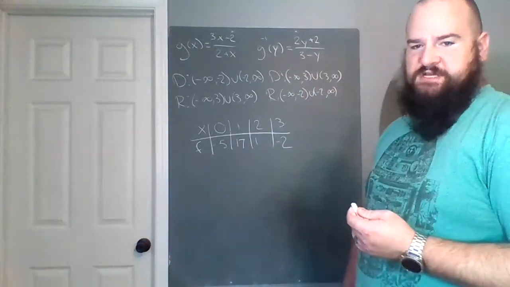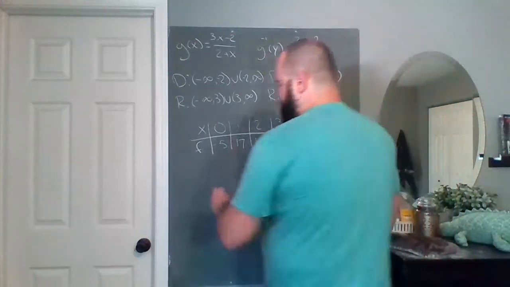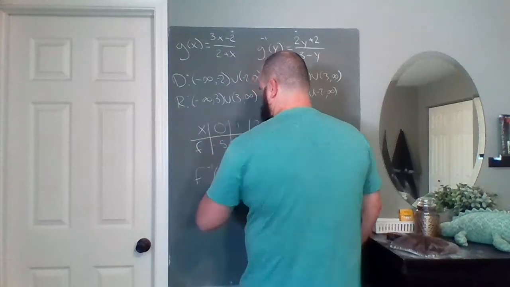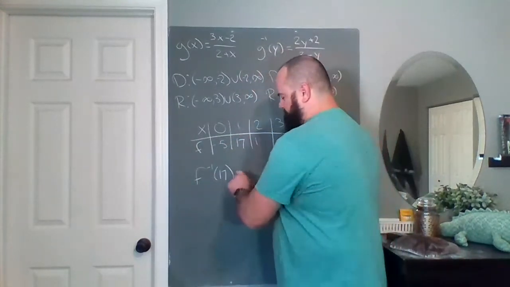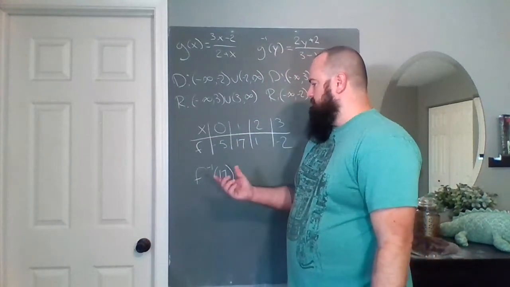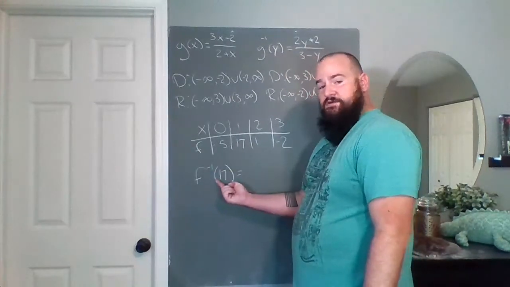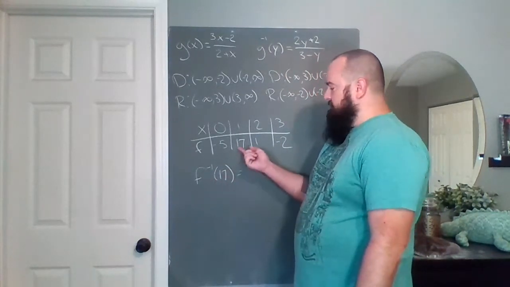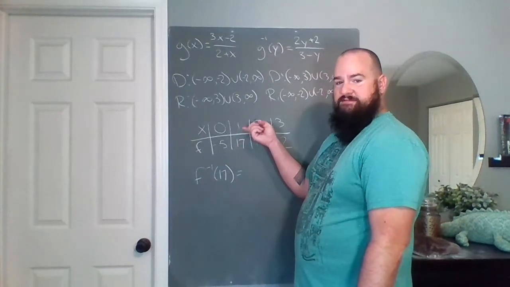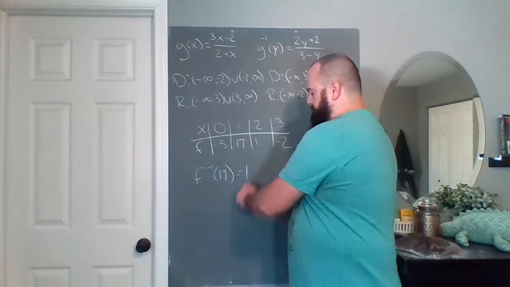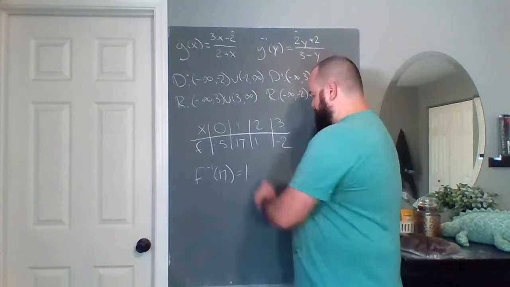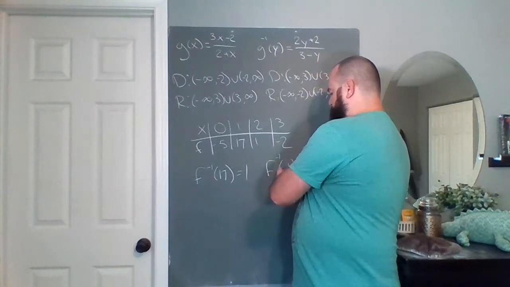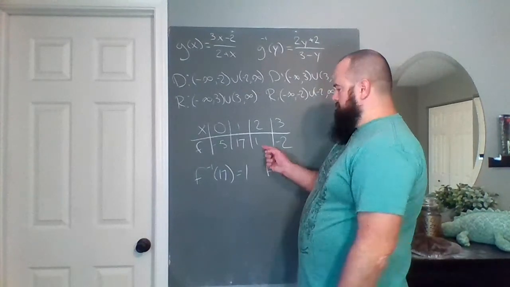Let's say here's our function f. I ask, what is f inverse of 17? Well, this is the inverse, right? That means 17 is the output of our original. So we're at 17 and we're asking what's the input. So that equals 1. What's f inverse of 1? That's 2.